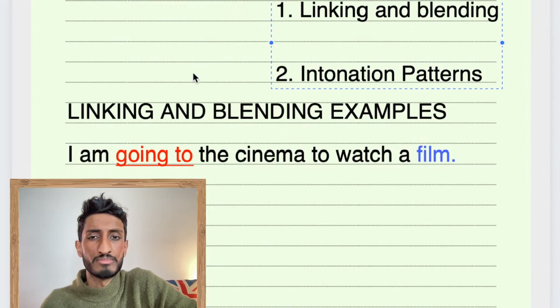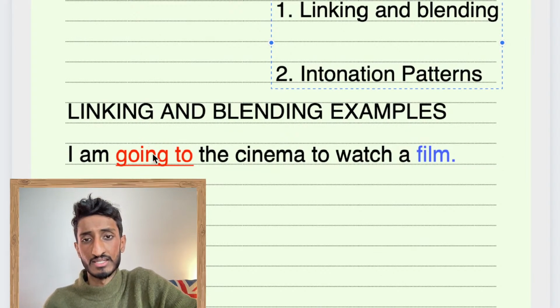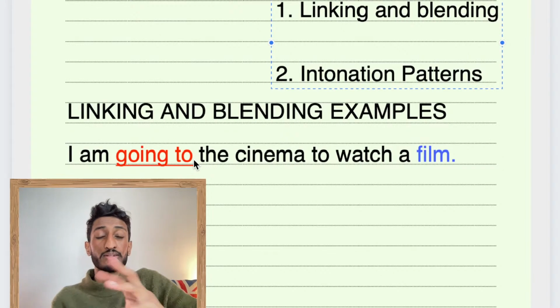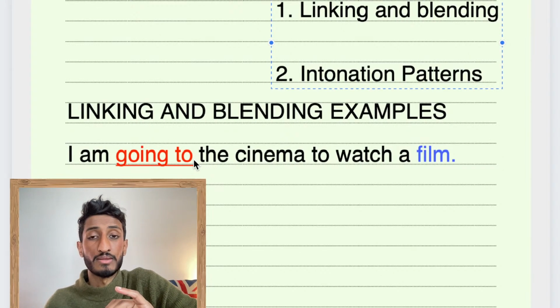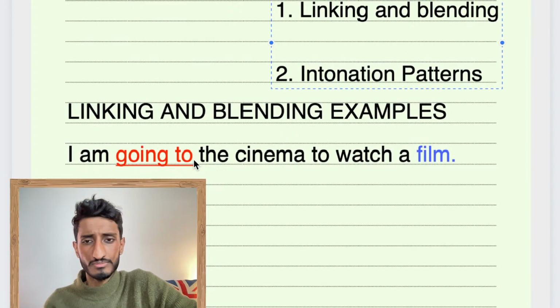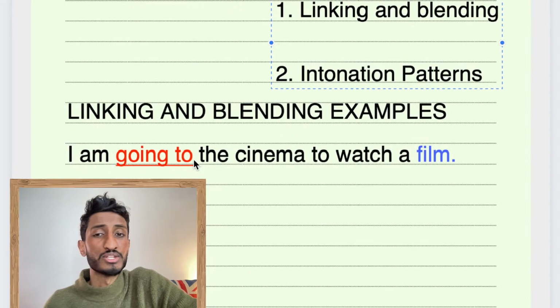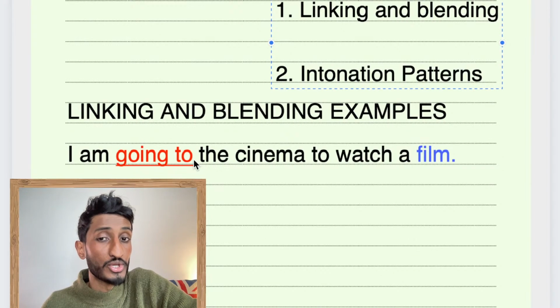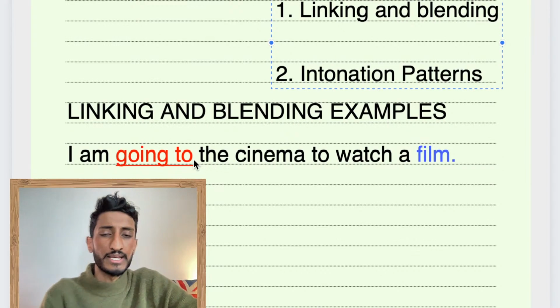Now, let me help you with these two. When you want to link and blend these words, okay, I'm going to switch to the British accent now, we can say "going to" or "gonna". In a more formal situation, we would say "going to", not "to", "going to", "oo". Can you try and say that sound for me?